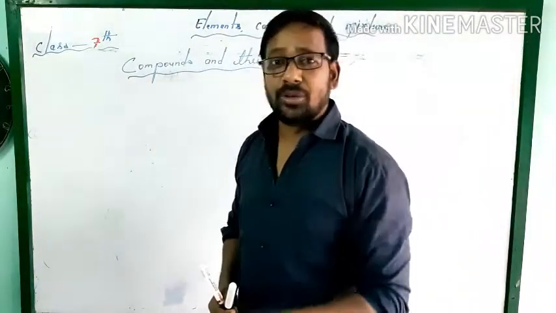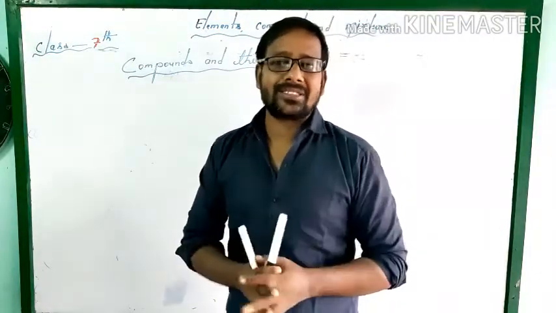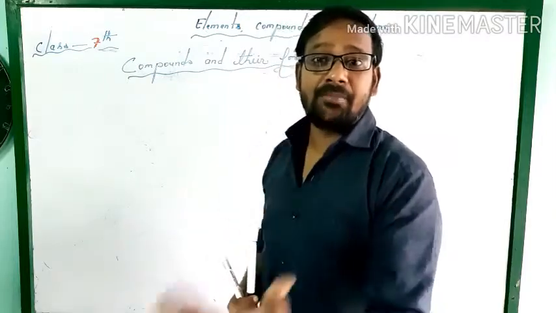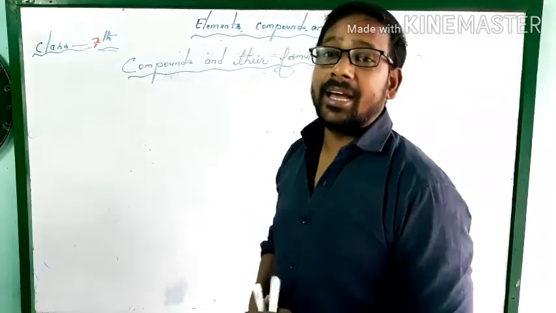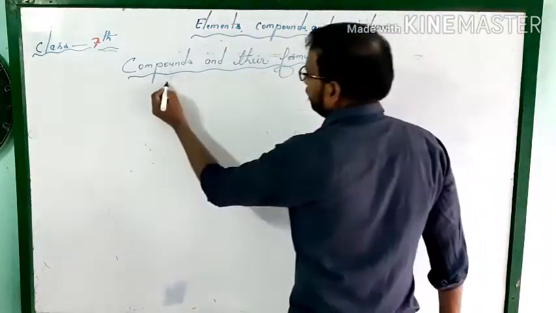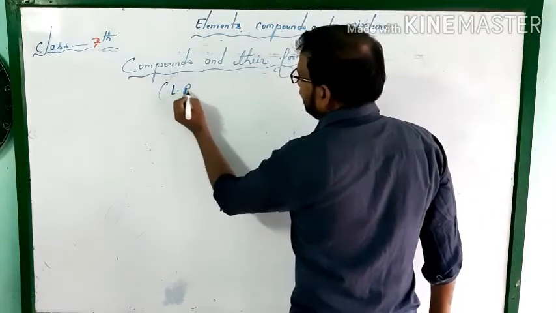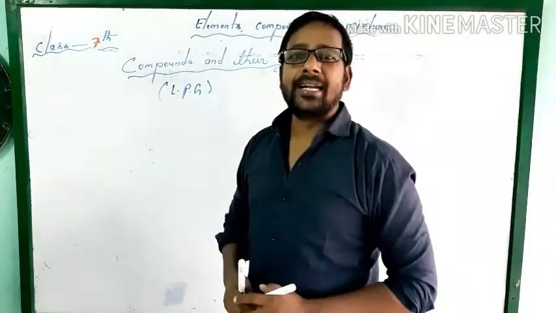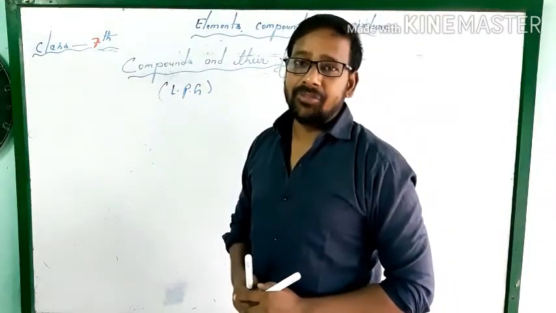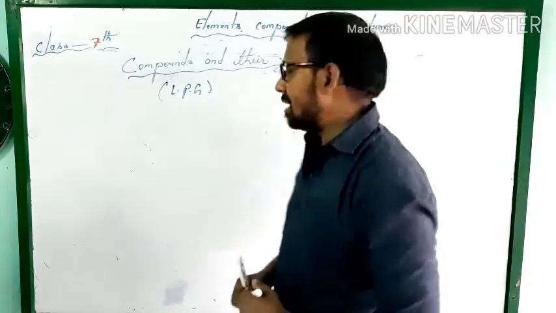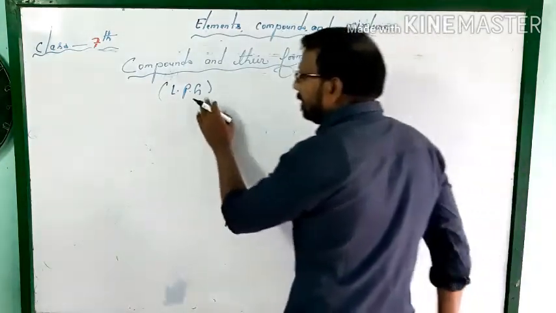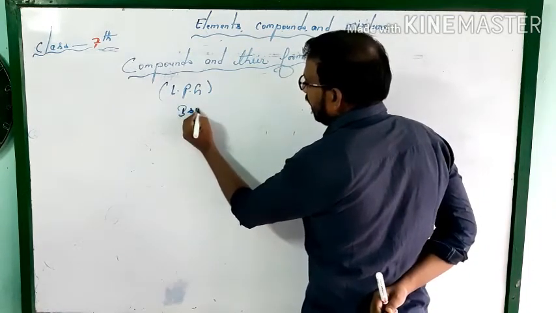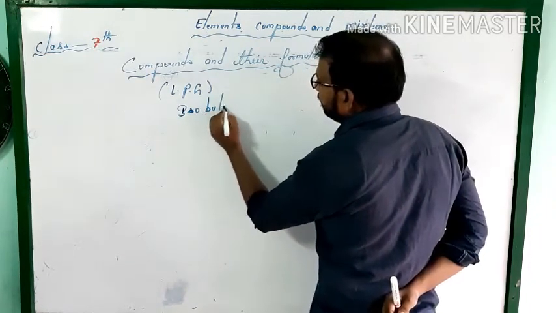It is not given in a book, but I want to make you understand what the chemical formula and the chemical name of that particular substance is. Like your LPG gas. LPG gas. Its full form is liquid petroleum gas. You know what the chemical name of that gas is? Isobutane.